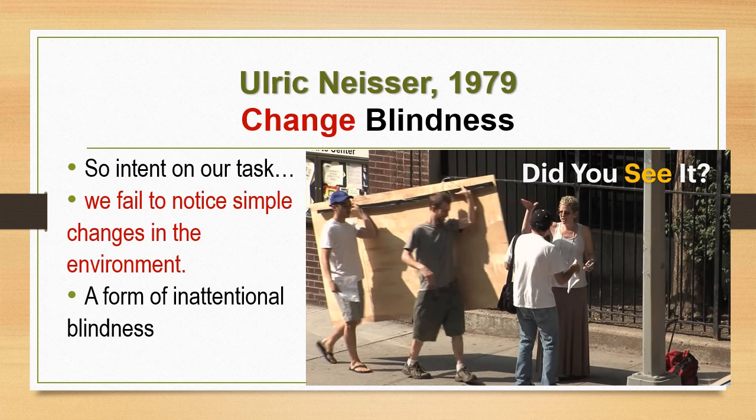So Ulrich Neisser in 1979 coined the term change blindness, and we're going to look at some of his videos and studies. We are often so intent on our task that we don't even notice a simple change in our environment because we're only focused on the one thing we're trying to do. This is a form of inattentional blindness, but this one's specifically about a change that occurs in the environment and we don't notice it.